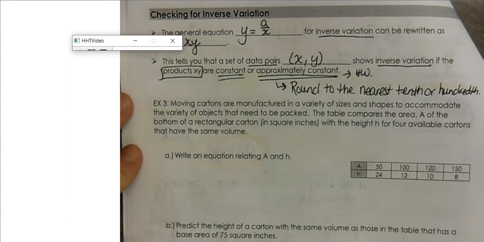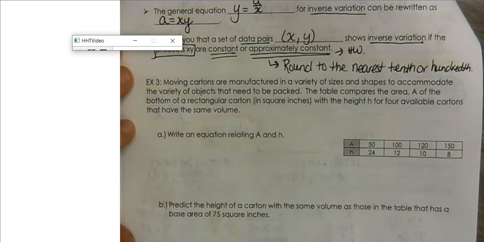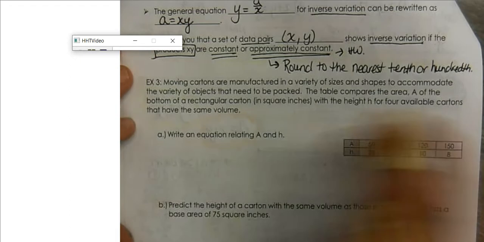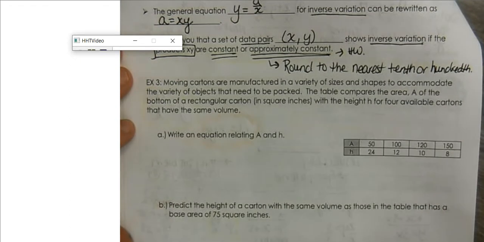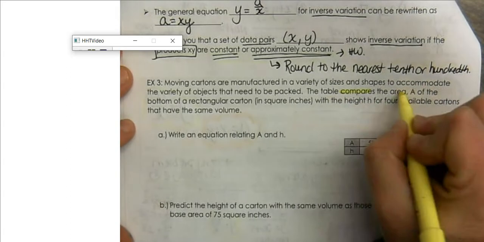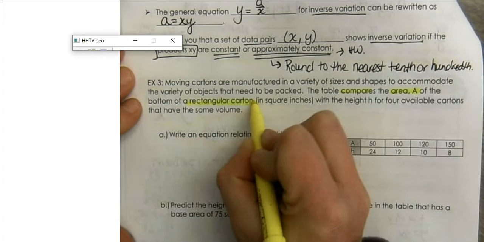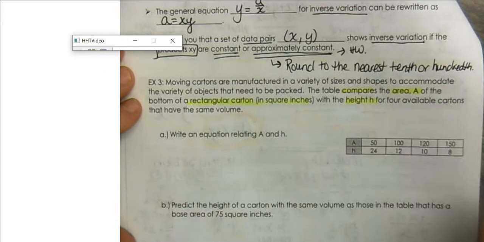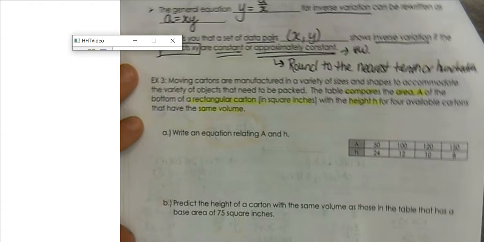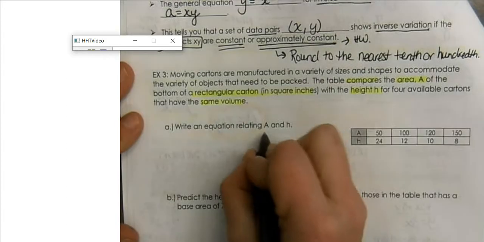So looking at example number 3, it says moving curtains are manufactured in a variety of sizes and shapes to accommodate the variety of objects that need to be packed. The table compares the area of the bottom of a rectangular carton in square inches with the height of 4 available cartons that have the same volume. So what we want to do is write an equation relating A and H.